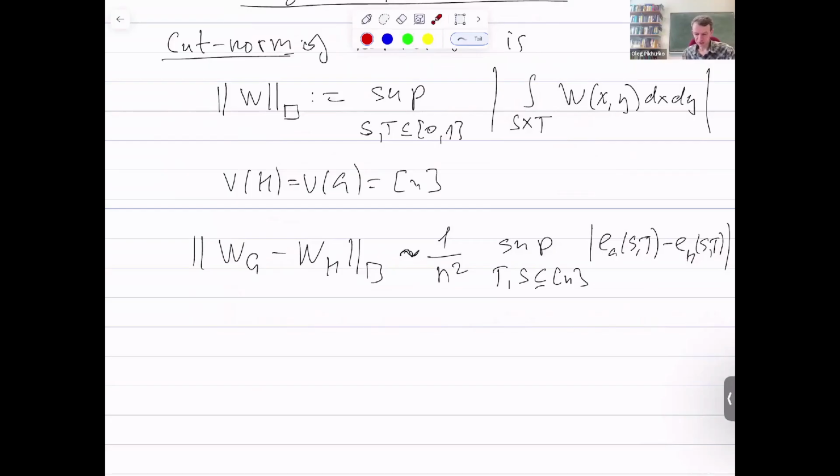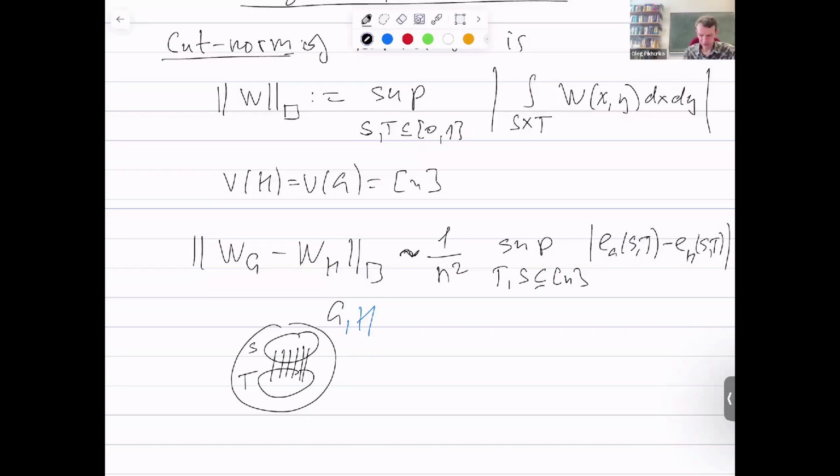So when two graphs are close to each other, I have two graphs on the same vertex set, H and G. This definition says whatever two sets S and T I take, here I just drew them disjoint to make it easier, when I count the number of edges in G between them, and I count the number of edges in H, then these counts are close to each other for every S and T. So for every cut, I see approximately the same number of edges in both. A special case is when S and T are a partition, so it's a cut of the vertex set. That's where the name comes from.